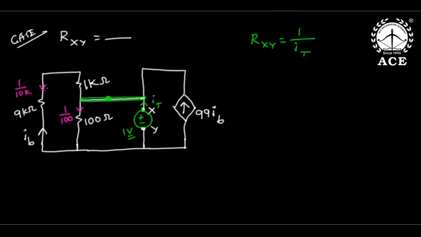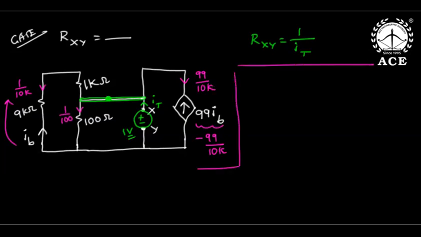So clearly you compare now, IB is minus 1 by 10K. When IB is minus 1 by 10K, this becomes minus 99 by 10K. Minus 99 by 10K up means 99 by 10K down. Okay, now I can apply KCL.